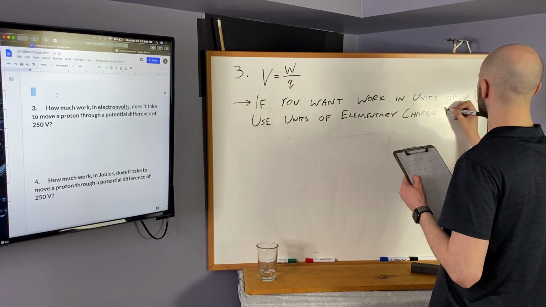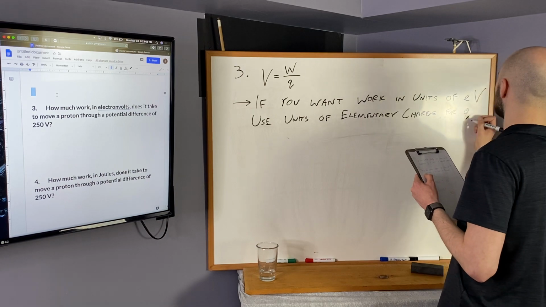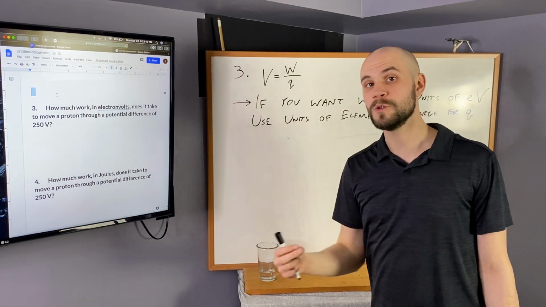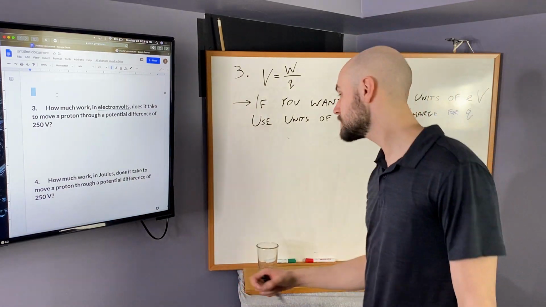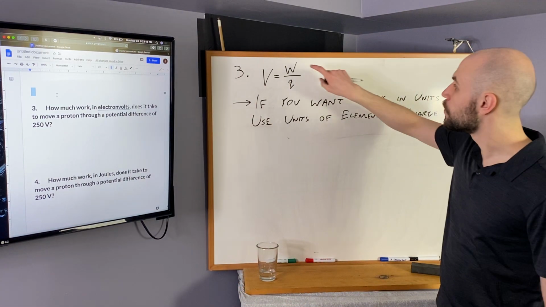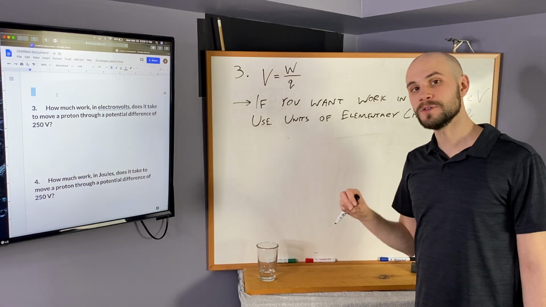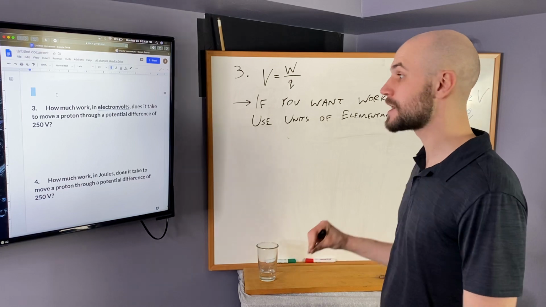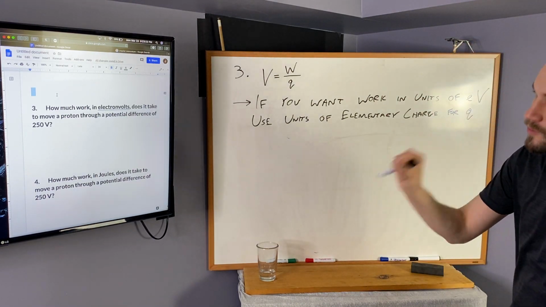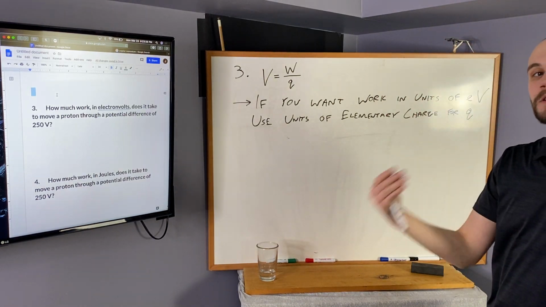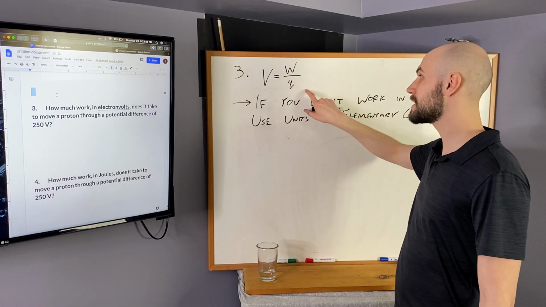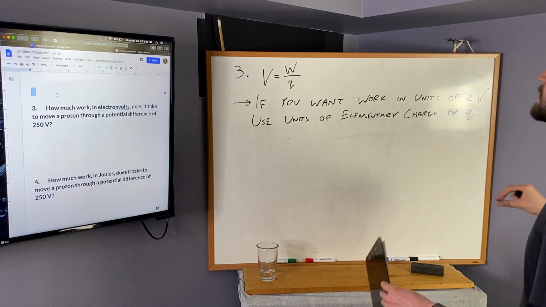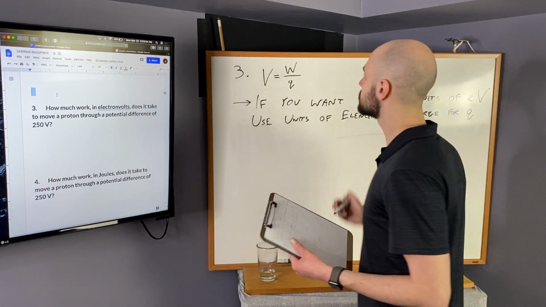What does that mean? Well, the units we usually use for Q is coulombs. We measure charge in terms of coulombs. But if we want our work, our energy to be in electron volts, instead of reporting in coulombs, report to me how many elementary charges we're actually moving. If we're moving a proton, that's a single elementary charge. So for Q, instead of plugging in 1.6 times 10 to the minus 19, we're just going to plug in 1 elementary charge, or 1e.